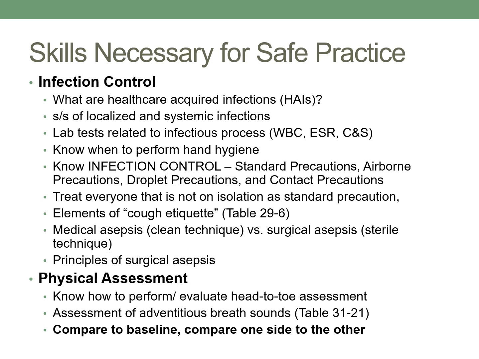Droplet precaution requires the wearing of a surgical mask when within 3 feet of the patient, such as influenza. The patient wears a surgical mask for transport too. Contact precautions require gloves and gown for infection that is spread by direct or indirect contact, like MRSA or VRE. Standard precautions apply to contact with blood, body fluid, non-intact skin, and mucous membranes from all patients.